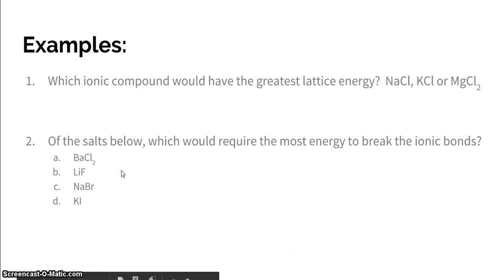And our last question, of the salts below, which would require the most energy to break the ionic bonds, meaning which one has the greatest lattice energy? Well, if we look at B, C, and D, those ions all have +1, -1 charges. But in A, barium has a +2 charge. So because of our charge here, barium chloride will have a greater lattice energy. It will require the most energy to break the ionic bonds. Even though some of these ions might be smaller, that +2 charge is going to make barium chloride the winner in terms of lattice energy.